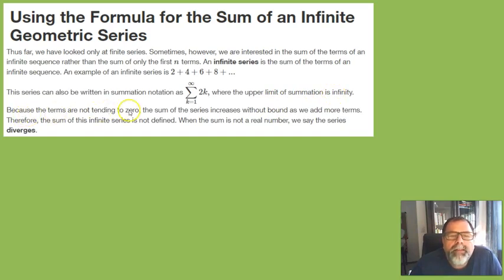Because the terms are not tending to 0, the sum of the series increases without bound. So this is an important concept. Each subsequent term gets bigger and bigger, and you just keep adding it and adding it. And we say that that series diverges. If the sum just keeps growing without bound, we say that series diverges.